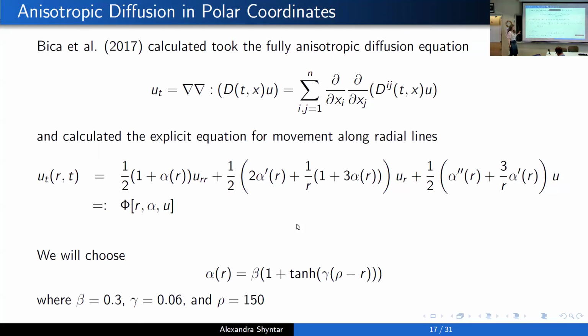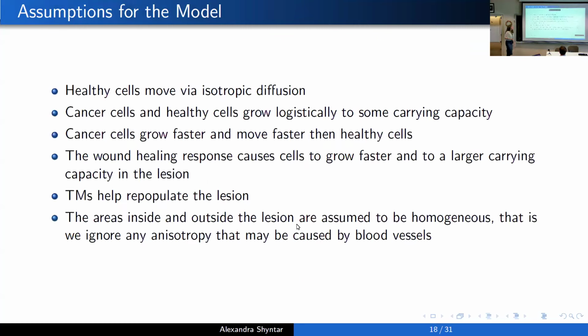So to model alpha R, we choose this equation with these parameters. And essentially what it does is, if the cells are closer to the lesion, alpha R grows, and the further away they are from the lesion, the closer it is to 0. So this is what that equation does.